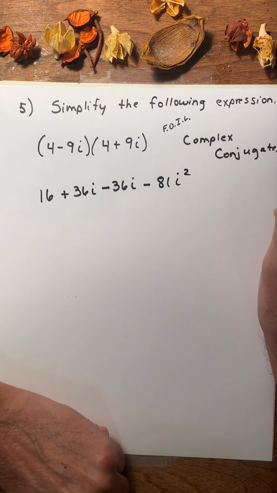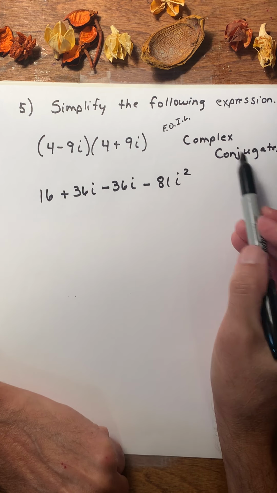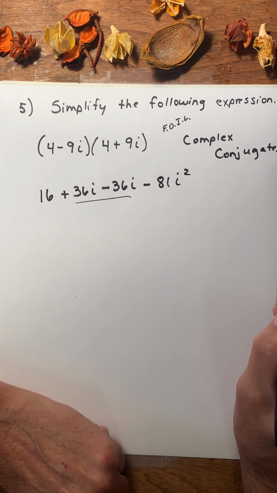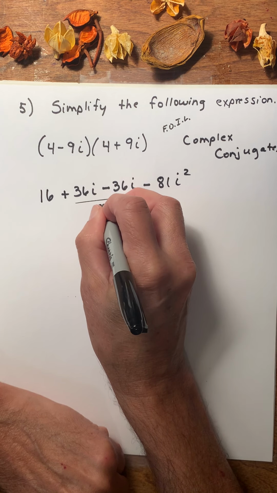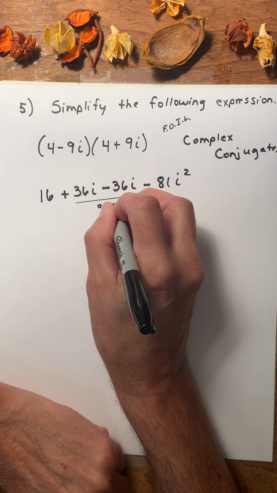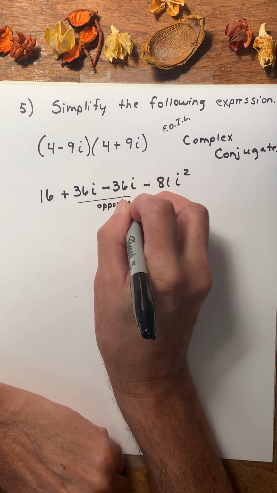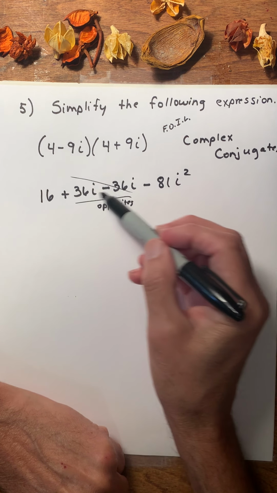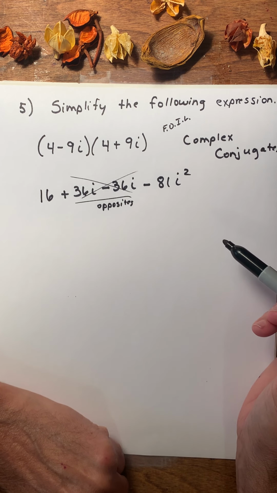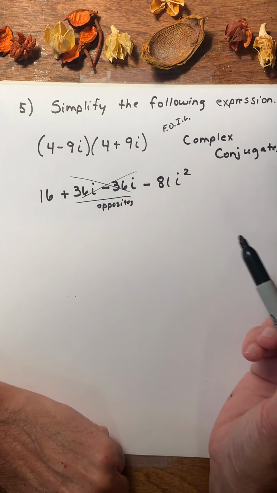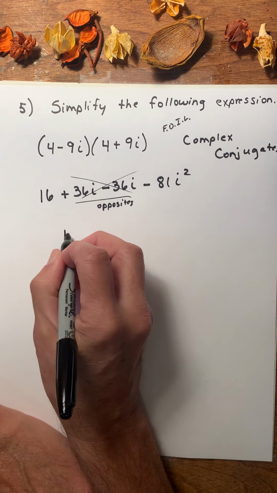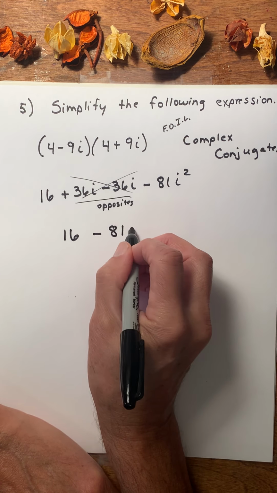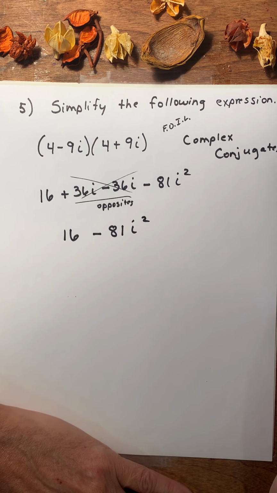All right. We're not finished. When we multiply complex conjugates, this always happens. The middle 2 terms are always opposites. Always. And the definition of opposites are 2 numbers that add together to get 0. We say they cancel. But what we mean is they add together to get 0. So I get 16 minus 81i squared.